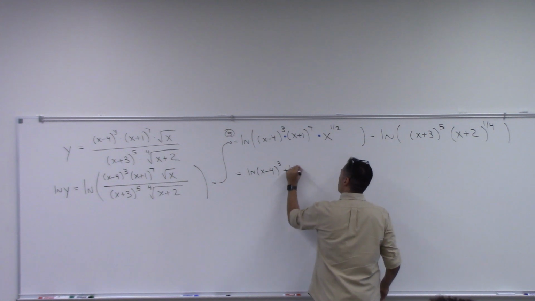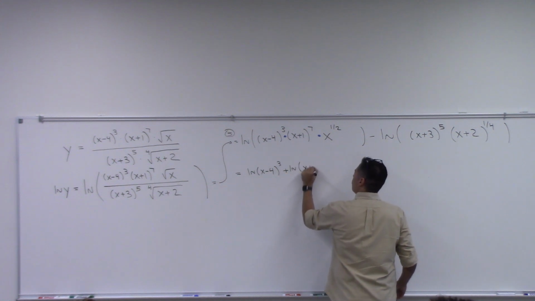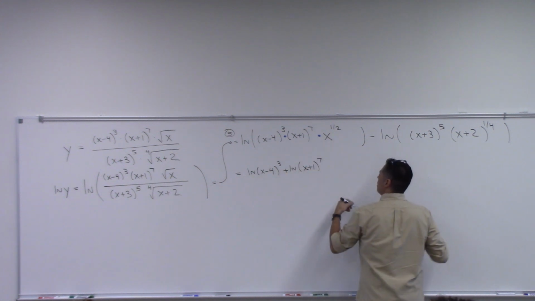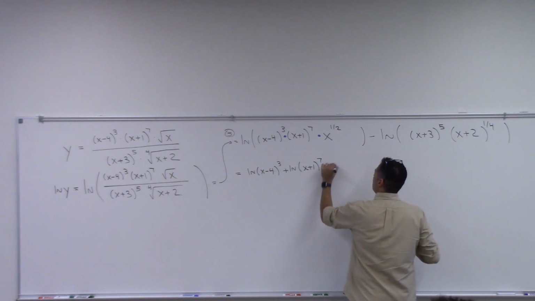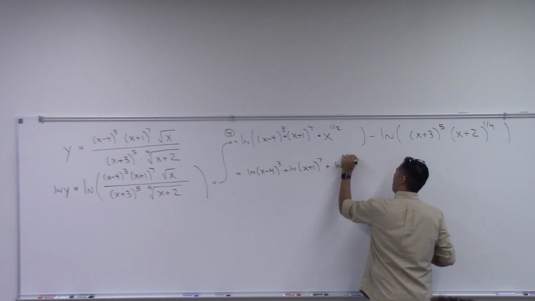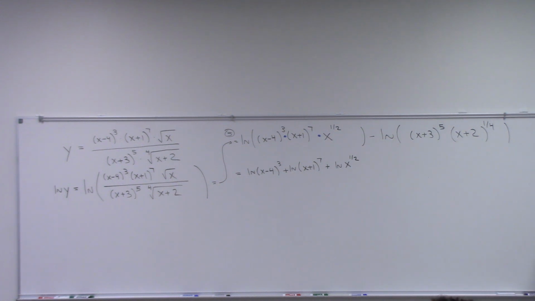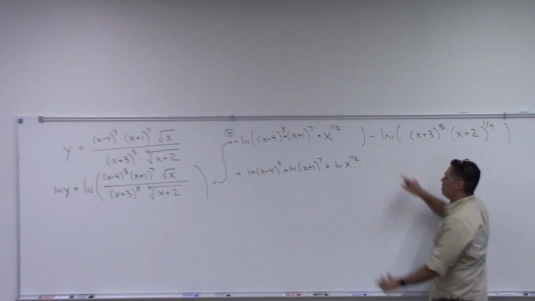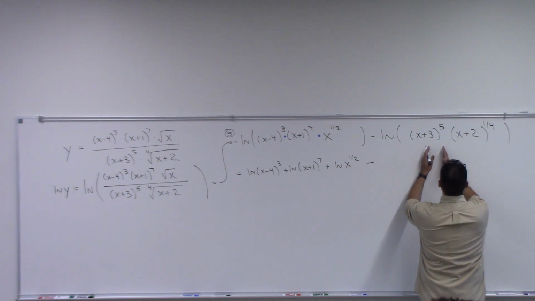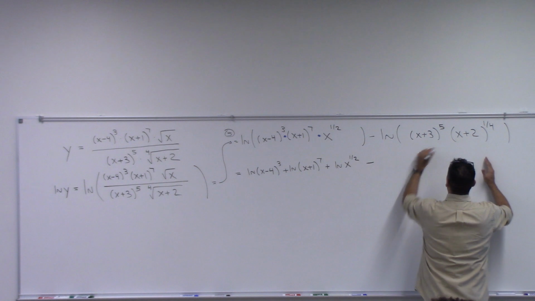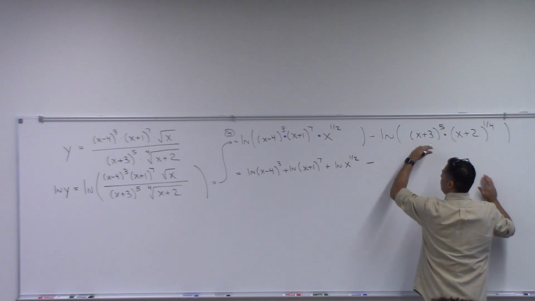Plus natural log of x plus 1 to the 7th, plus natural log of x to the half, right? I'll bring the powers down on the next step. Any questions on that? Then I have a minus, right? And this is going to turn into 2 logs, isn't it? Because I have multiplication, so that minus will have to distribute through.